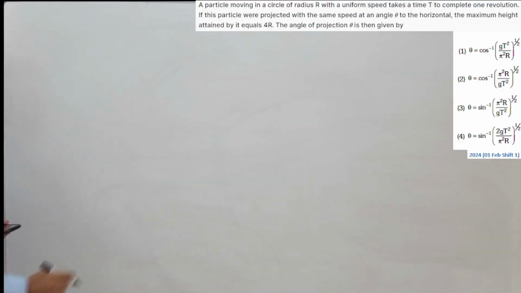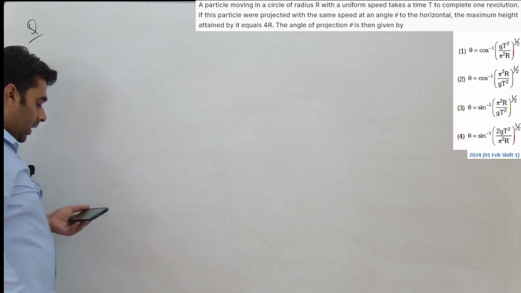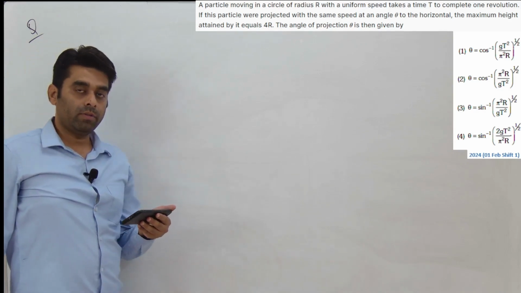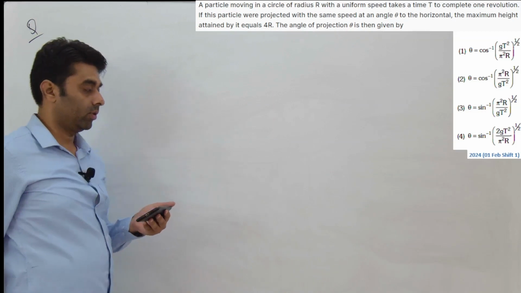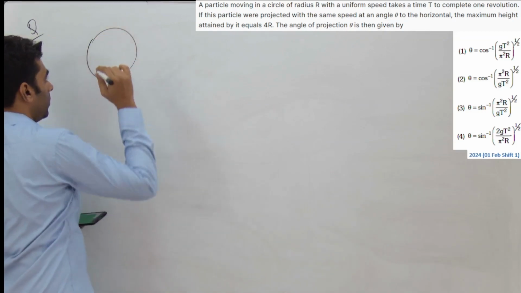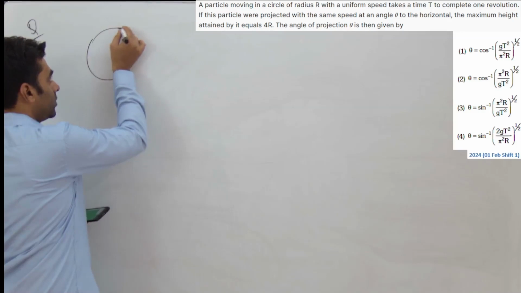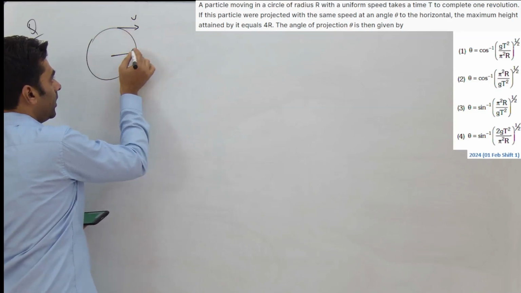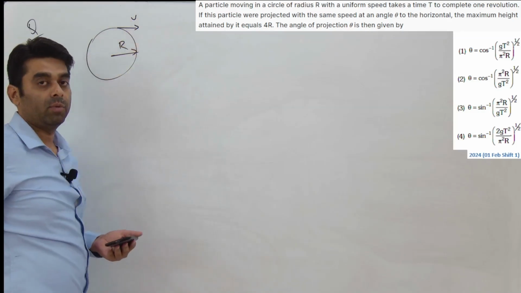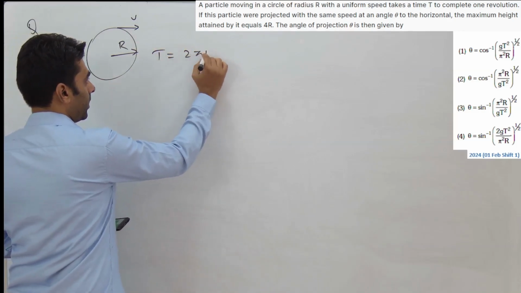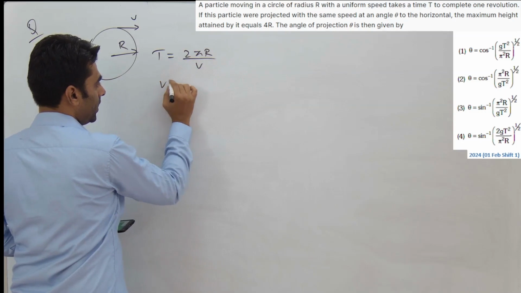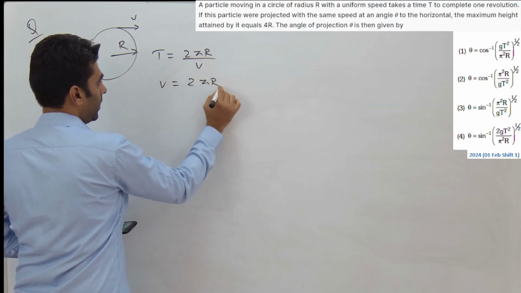Okay, so the question we have is, a particle moving in a circle of radius r with uniform speed takes time t to complete one revolution. Fine. Uniform circular motion: let's say the speed is v, the radius is r, and it takes a time of t. What can we write down? T is equal to 2 pi r by v. From this, v can be written as 2 pi r by t.